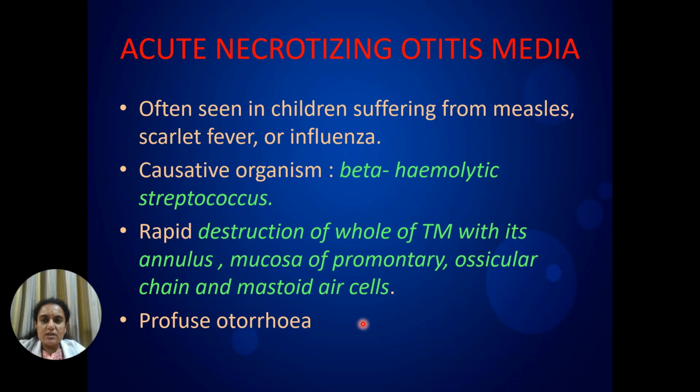So next, acute necrotizing otitis media. Few words about this. Often it is seen in children who are suffering from measles, scarlet fever, or influenza. Here, the causative organism for this condition is beta hemolytic streptococcus. And there is rapid destruction of the whole tympanic membrane reaching up to the annulus. The ossicles also are destroyed. The mastoid air cells are also involved, and the mucosa of the promontory is also destroyed. And profuse otorrhea is seen in this condition.